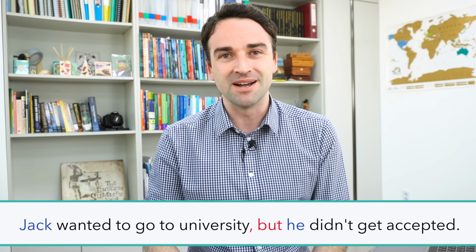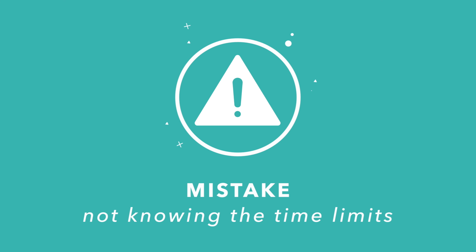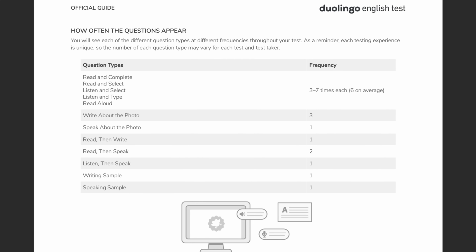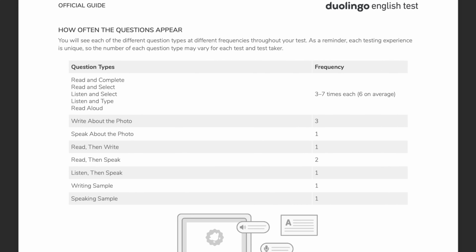Next mistake is not knowing the time limits for the different question types. So the Duolingo English test has a lot of different question types, 10 in total, which are graded, and then 2 which are interview focused. Those are ungraded, but they are sent to your university. So because there are so many different question types, you need to know exactly how much time you have for each question type before you take the test.